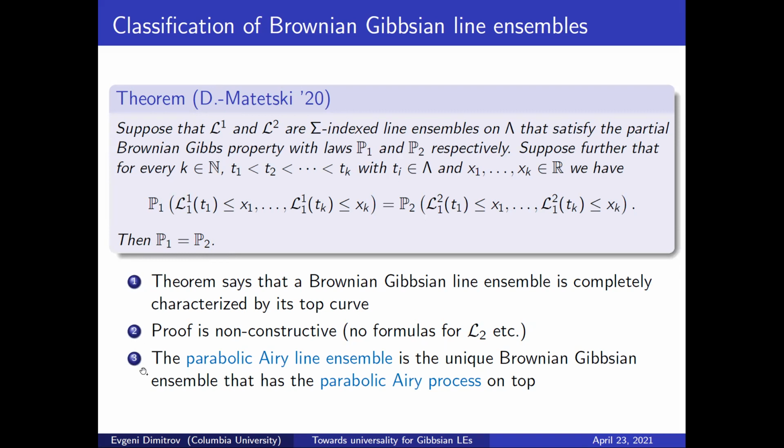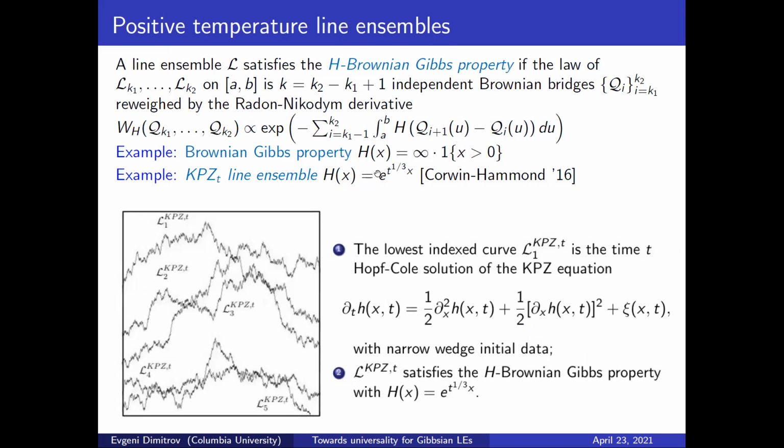The last thing I'll mention here is that this theorem answers the third part of the framework, because it pinpoints the Parabolic Airy line ensemble as the unique line ensemble that has the Brownian Gibbs property and the Parabolic Airy process on the top. So before we go back to the framework, I want to give you a positive temperature analog of this theorem that was established more recently. So let me try to formulate a more general type of continuous Gibbsian line ensemble.